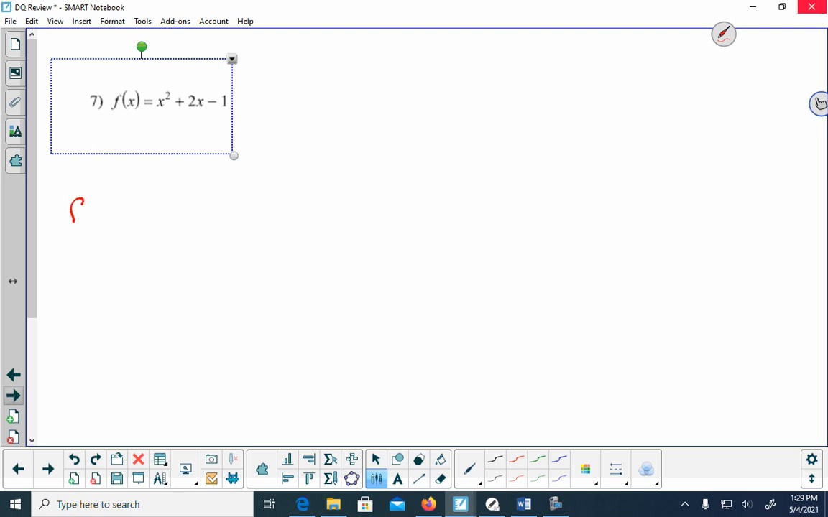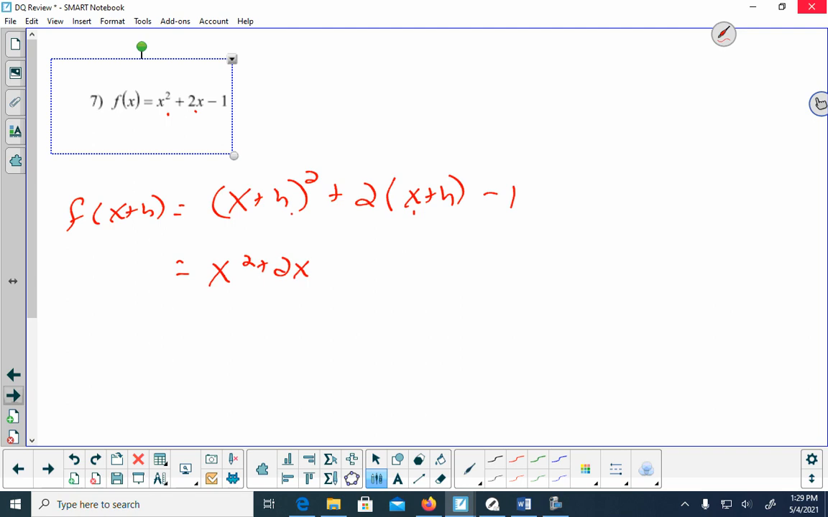Okay, number 7, x plus h. Every place I see an x, I have to write that x plus h. In this case, it appears twice, so I'm going to write that x plus h 2 times. Now I'm distributing that 2. F of x is going to be that x squared plus 2x minus 1.